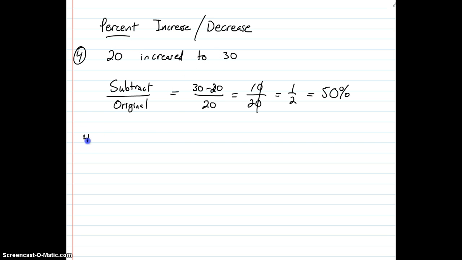So now you're going to try a 4B on your own. Let's start at 60 increased to 80.